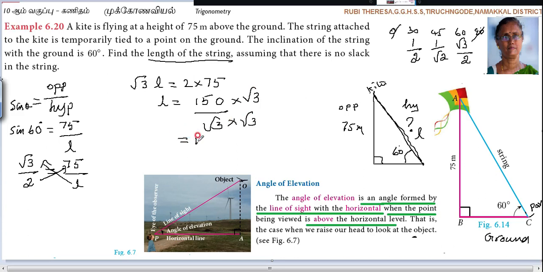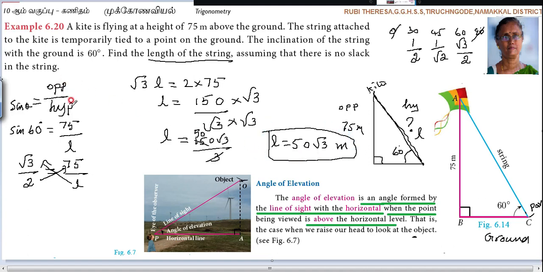Both numerator and denominator are multiplied by root 3. So what will you get? 150 root 3 divided by 3. 1 3 is 3, 5 3s are 15, here 0. So 50 root 3. L equals 50 root 3 meters. So this is the answer.